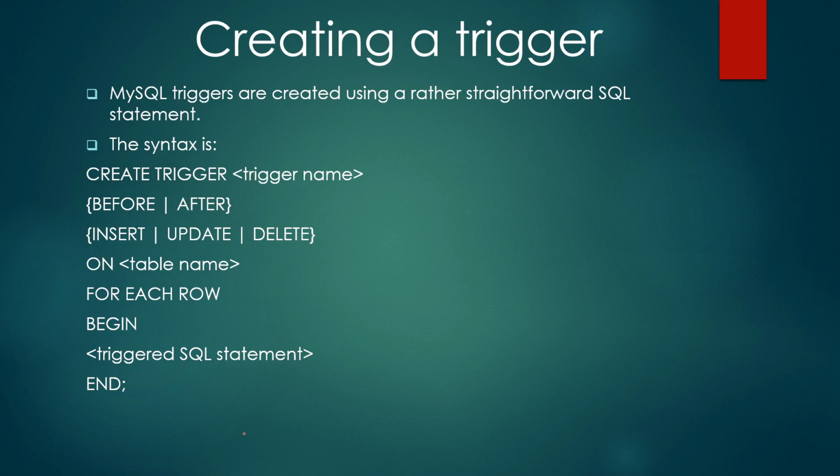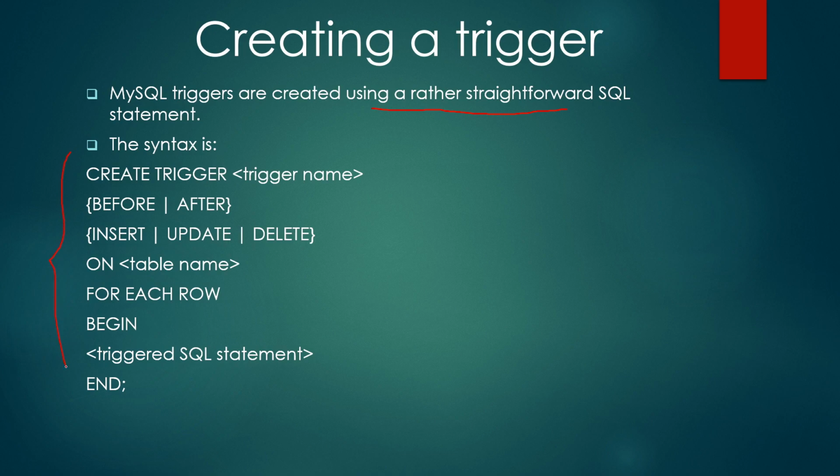In this video, we are going to learn how to create a trigger in MySQL. In the previous video, we just went through the introduction about triggers, what this concept of triggers is all about. So let's now learn how to implement this concept in MySQL and let's learn it practically. MySQL triggers are created using a rather straightforward SQL statement. Just by firing queries, you can create a trigger. So let's directly look at the syntax.